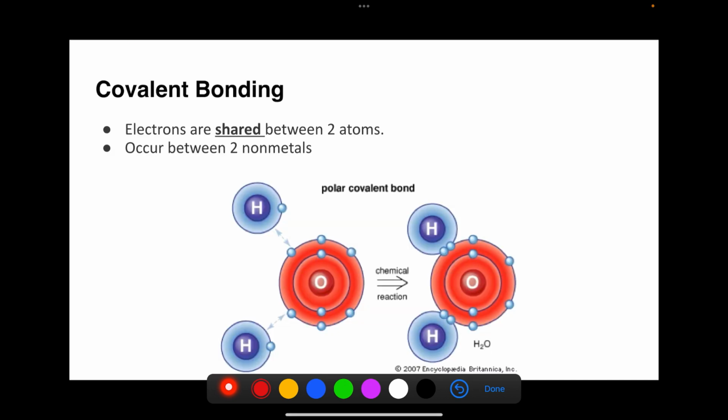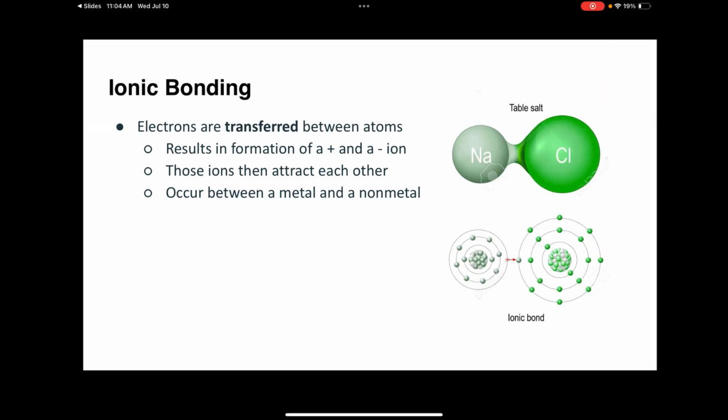Let's start with covalent bonding. In a covalent bond, electrons are shared between two atoms. Covalent bonds occur between two nonmetal atoms. So the example here shows an atom of hydrogen bonding to an atom of oxygen. Both of these are nonmetals. And you'll see that a pair of electrons, two electrons, are being shared between the hydrogen and the oxygen. Likewise, there's another bond here because this is water. You have another pair of electrons being shared between that hydrogen and that oxygen.